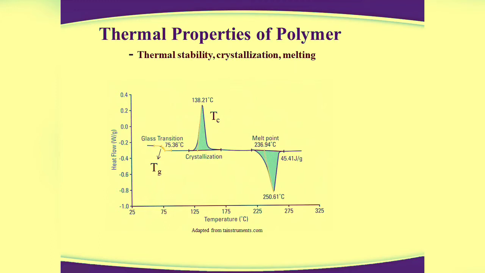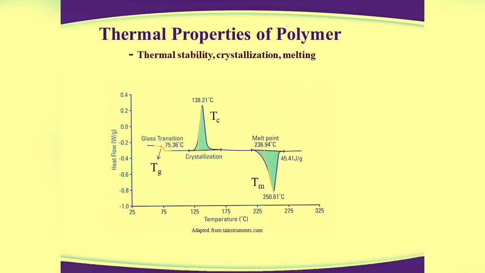Third important transition temperature is melting temperature or Tm. At Tm, crystals melt and form randomly oriented free-flowing polymer melt. Tm of a polymer helps to decide the processing temperature. Typically, Tm plus 50 degrees C is used as processing temperature.